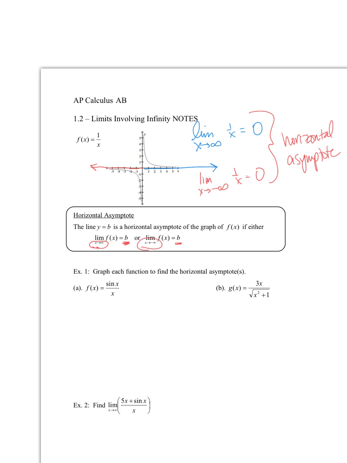So for example 1, it says graph each function to find the horizontal asymptote. I'm going to let you guys go on to Desmos and graph this, but it looks something like this. It does have a horizontal asymptote. You have to zoom way, way out to see it, but it is 0, which means the limit as x approaches infinity of that particular function equals 0. Likewise, as you are approaching negative infinity, that also equals 0.